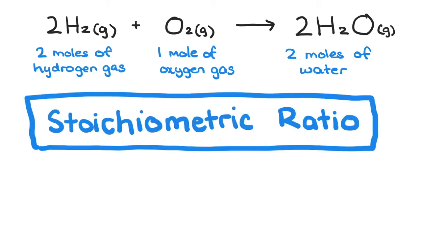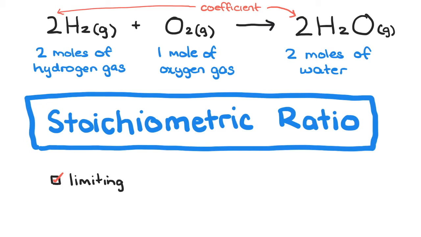But consider a situation where the ratio of the numbers of moles of reactants available is not the same as the ratio of coefficients in the balanced chemical equation. In this situation, one of the reactants will be limiting and the other will be in excess. Let's look at this more closely.